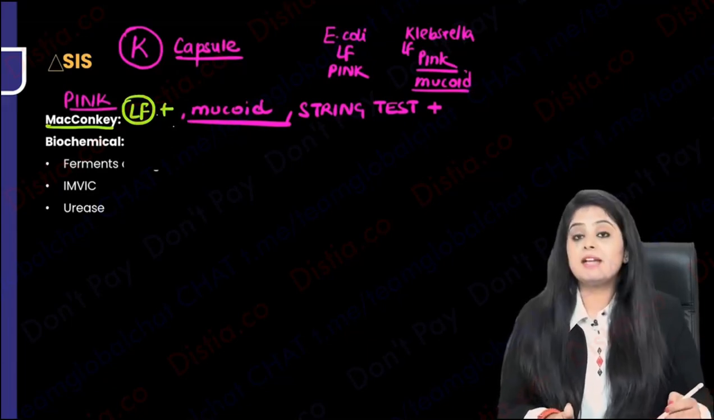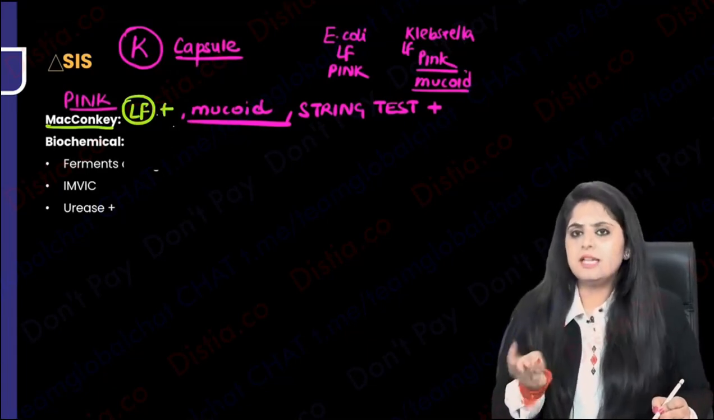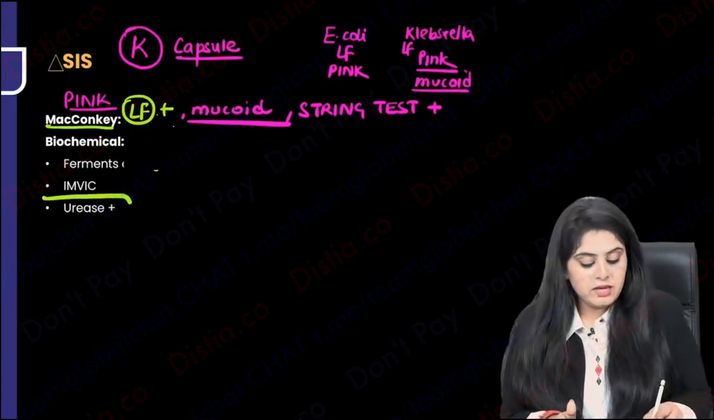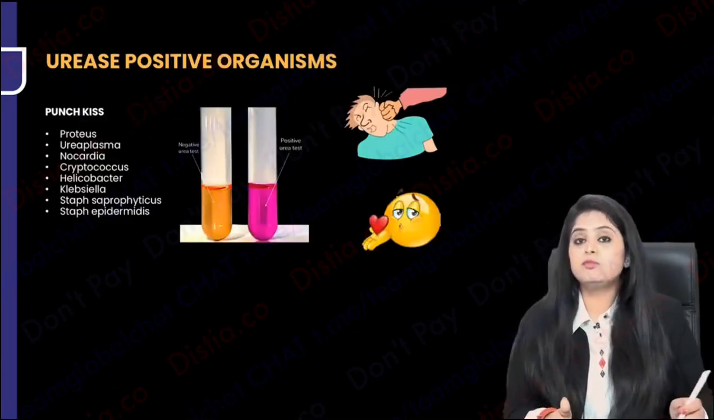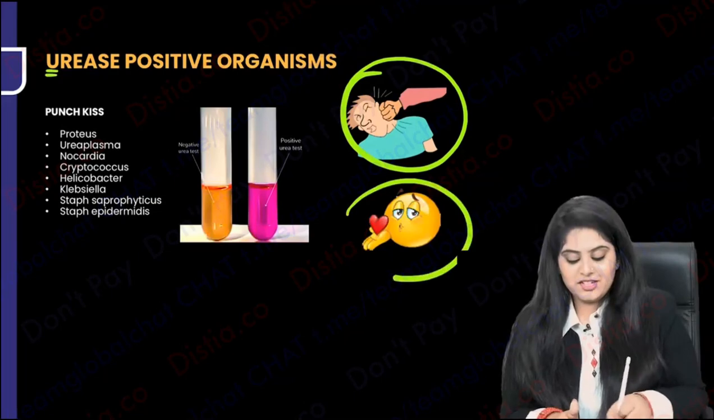Talking about its enzymatic activity, let me know. There are very few. Let me tell you, just Proteus and Klebsiella. I'll give you a mnemonic in the end. These are urease positive organisms. So can you tell me all the urease positive organisms for urease? You are going to first get a punch, and after that you're going to get a kiss.